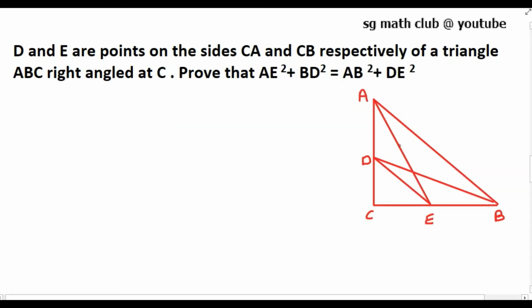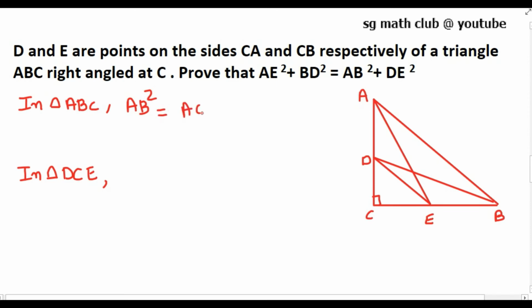So next question, D and E are the points on the side CA and CB respectively of a triangle ABC right angled at C. So we need to prove this. So I have two right angle triangles here. First one is triangle ABC, and the second one is the very small triangle which you can see here, that is triangle DCE. So if I take the triangle ABC, which is right angled at C, I know that AB is the hypotenuse. By Pythagoras theorem, I can write AB square is equal to AC square plus BC square.